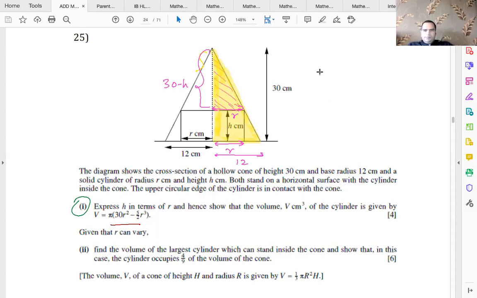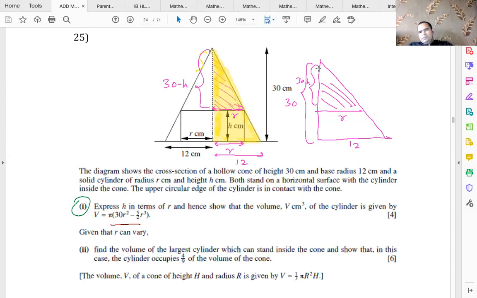Now let me redraw the same thing. The total height is 30 as shown here, this height is 30 minus h, this is r, and this is 12. Since this triangle is similar to the big triangle, the respective dimensions must be in the same ratio. So 30 minus h over 30 equals r over 12. The ratio of the radius and the ratio of their heights should be the same.